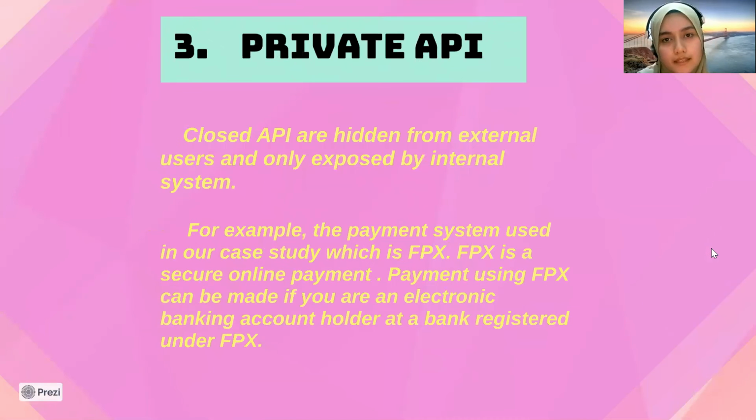Third API is the private API, also called closed API. Closed APIs are hidden from external users and only exposed by internal systems. For example, the payment system used in our case study, which is the FPX.